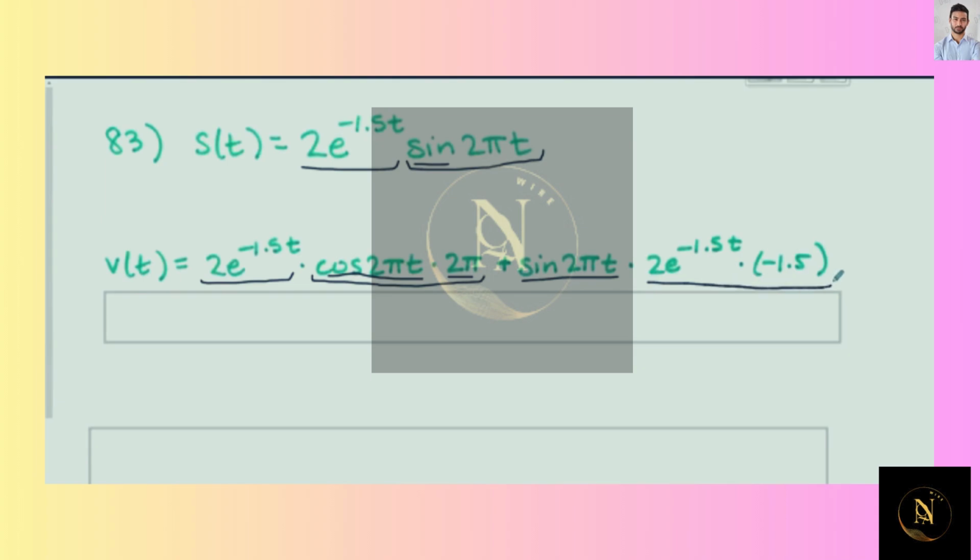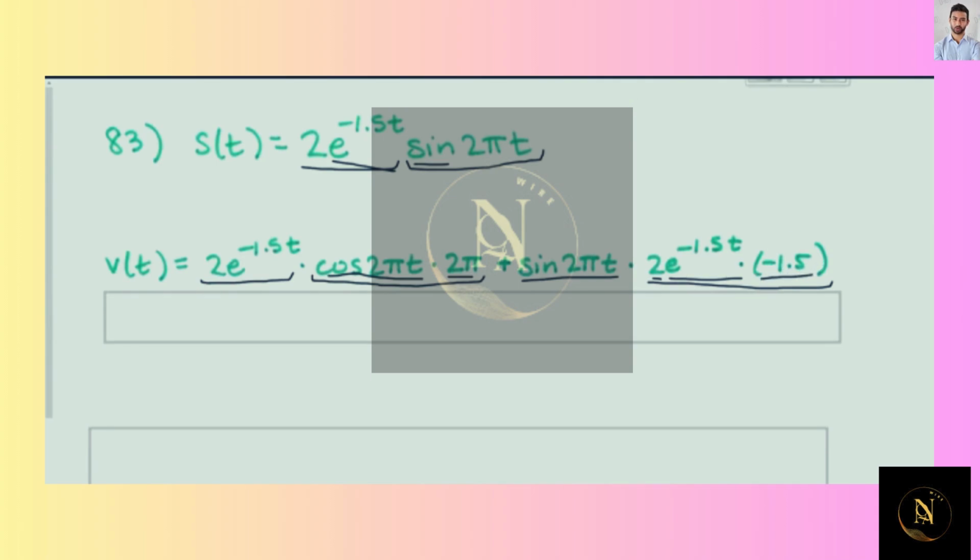And when we take the derivative of the first, we use the chain rule as well. We leave the 2, the constant, and then we have e to the negative 1.5t, that's the derivative of the outside function, times negative 1.5, that's the derivative of the inside function.